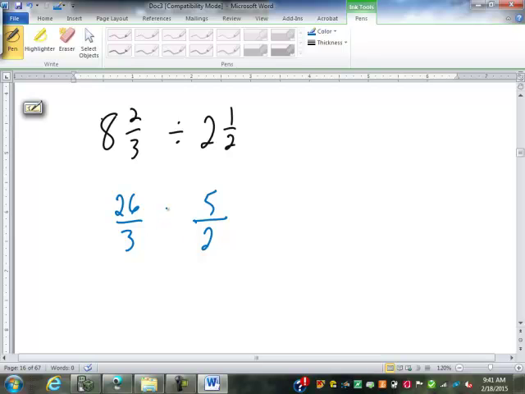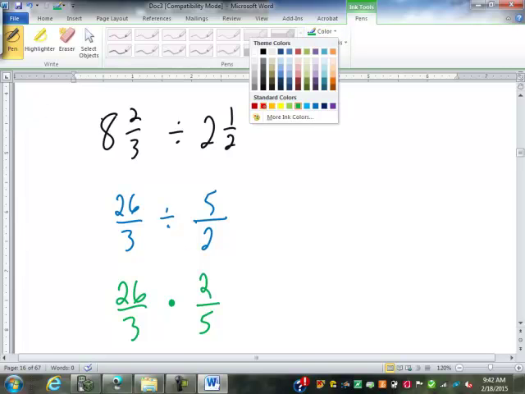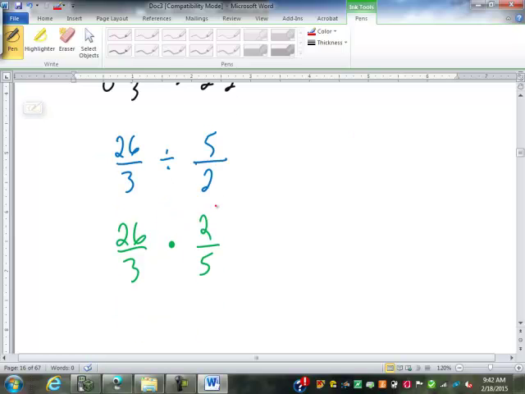Can we cross cancel? Say no. Why not? Because you need to do the reciprocal. It's division yet. We can only cross cancel when it's multiplication. So the 26 thirds does not change. The 5 over 2, the reciprocal would be 2 over 5. Now it's multiplication. Now we could cross cancel if there was anything that did, but there's not. So now we will just multiply straight across.